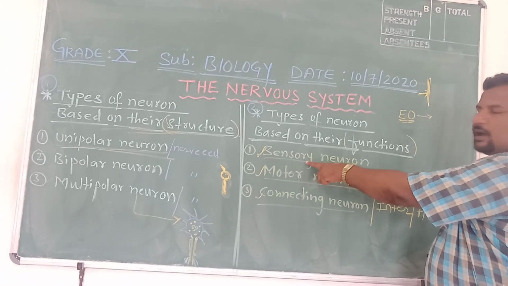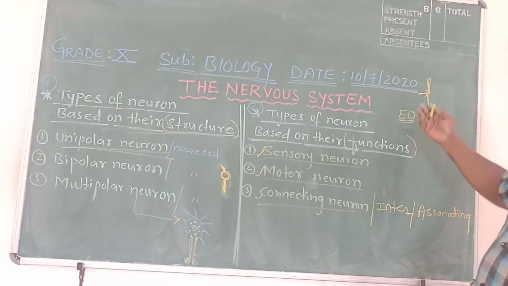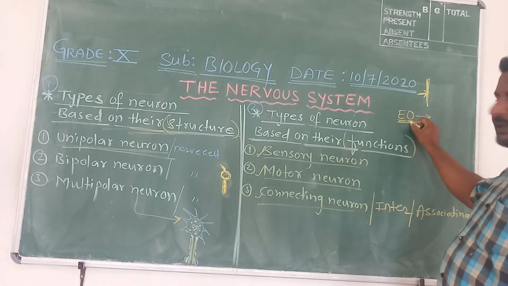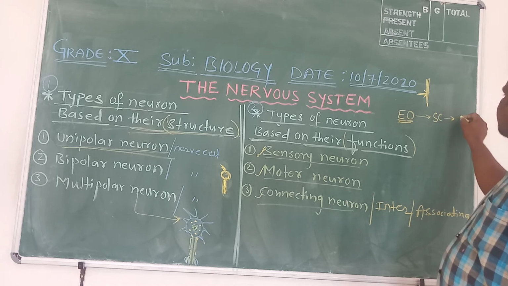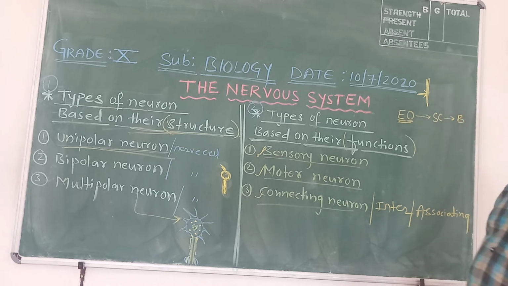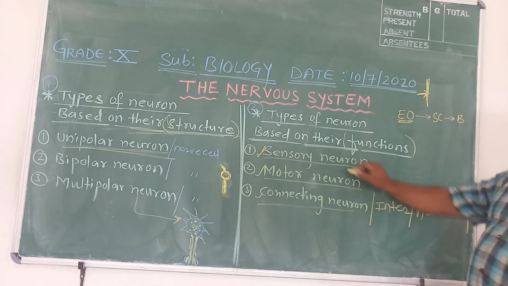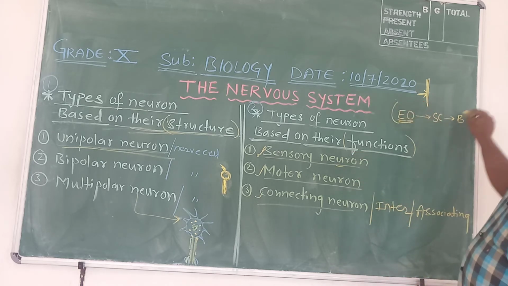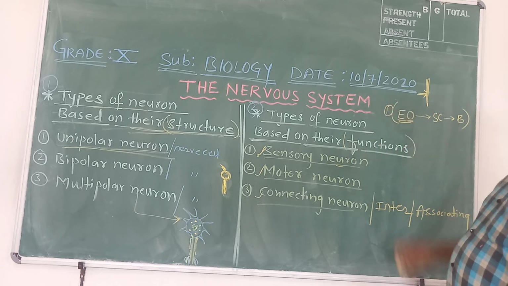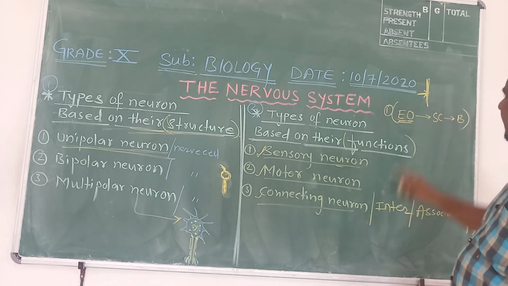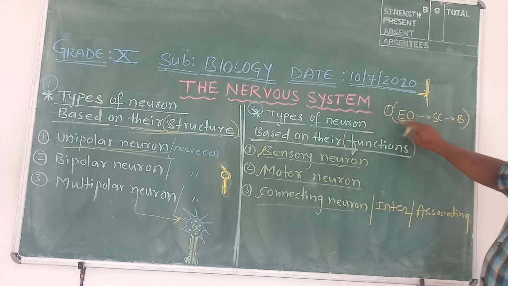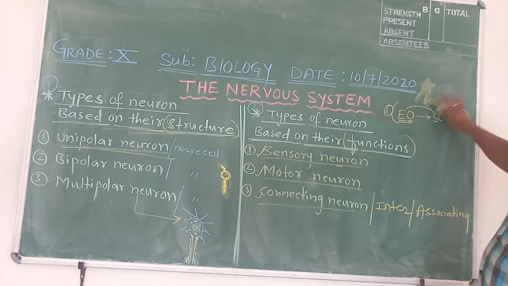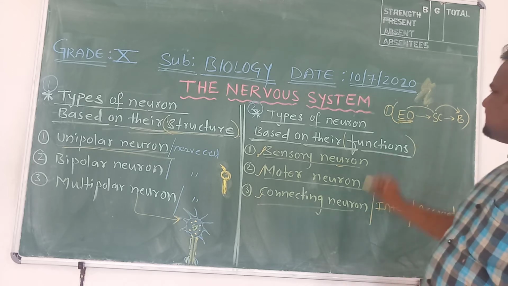So what does the sensory neuron do? It generates a nerve impulse from the effector organ to the spinal cord. From the spinal cord, that nerve impulse further goes to the brain. So this is the function performed by the sensory neuron. What is the function of the sensory neuron? Number one, generating the nerve impulse. That nerve impulse goes from the effector organ to the spinal cord, and from the spinal cord it further goes to the brain. This is the function of the sensory neuron.